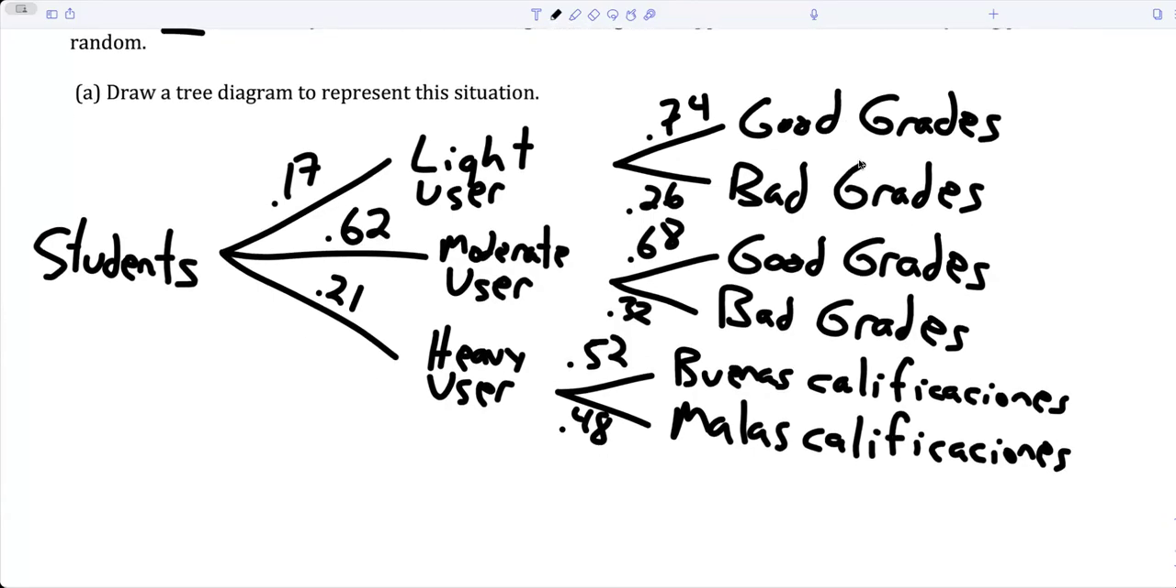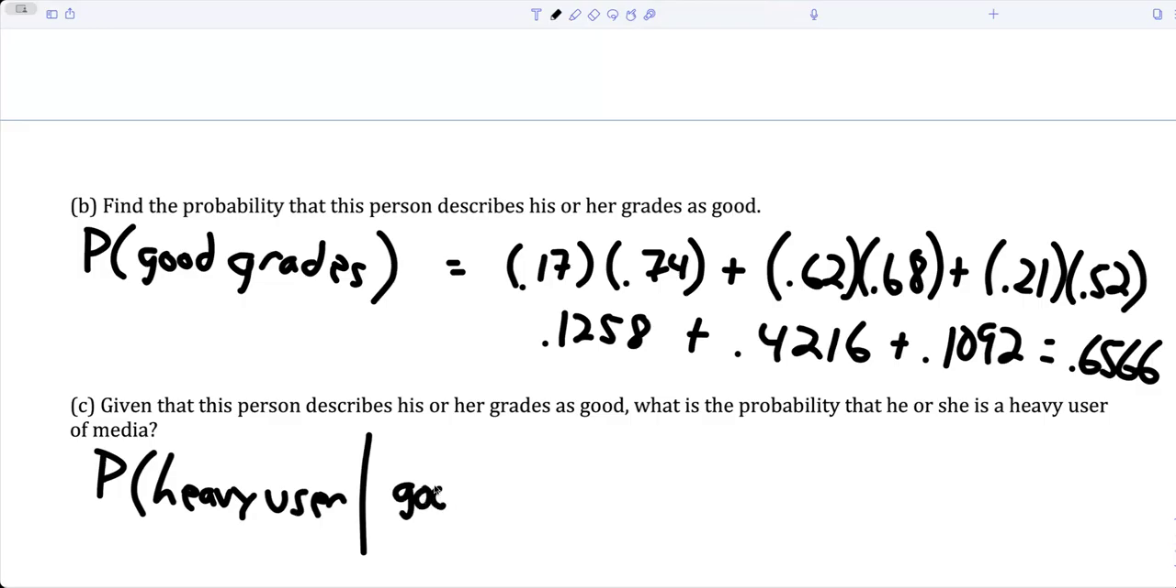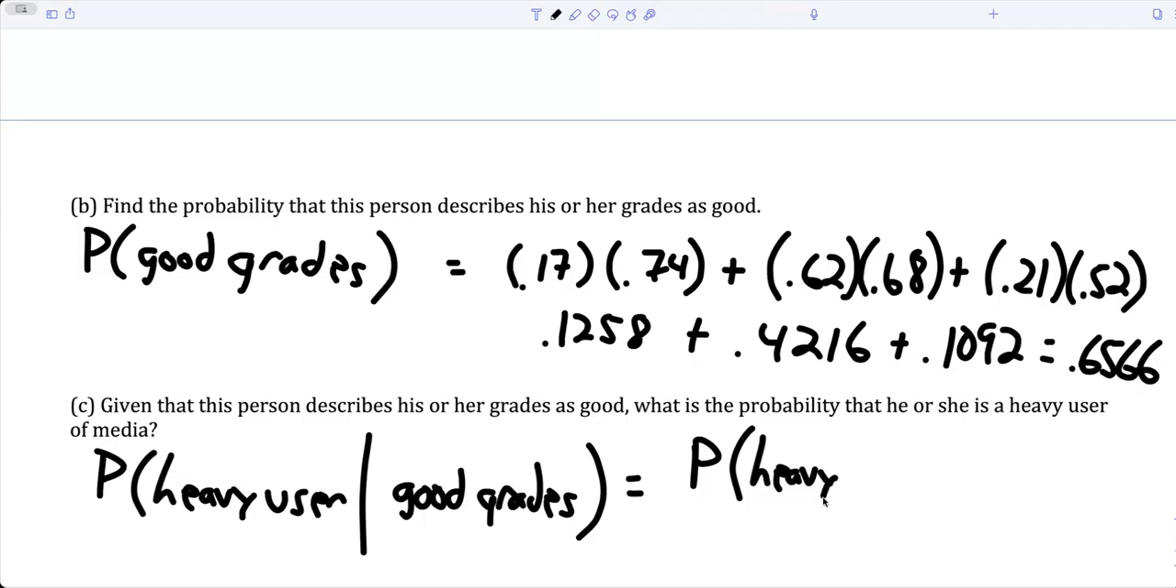And so let's do the last question here. It says, given that this person described his or her grades as good, what is the probability that he or she is a heavy user of media? So we want the probability they are a heavy user, given the fact that they get good grades. Conditional probability.